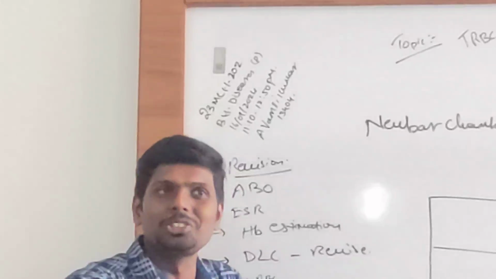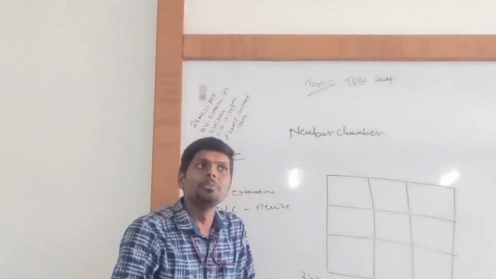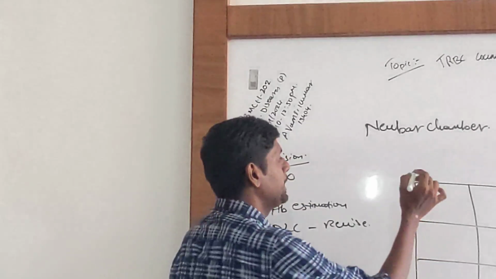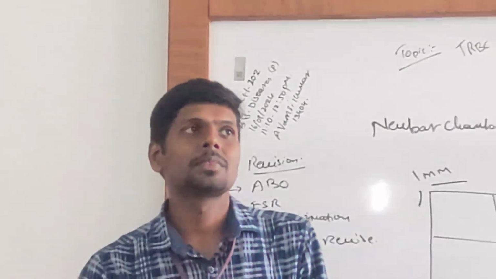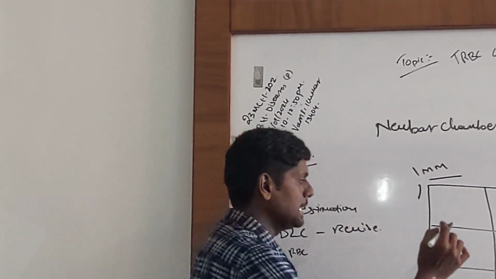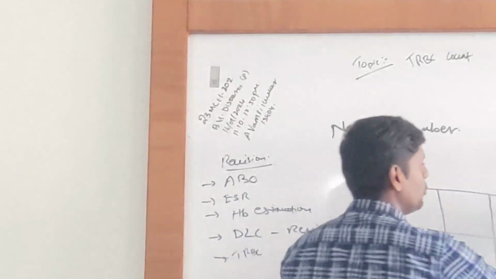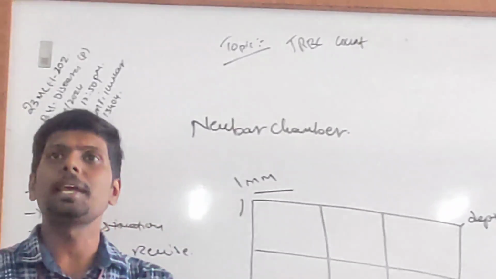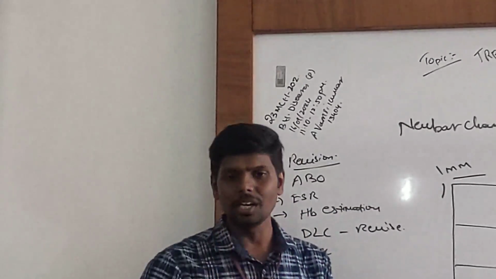So a 3 into 3 grid, 9 squares. Now the volume of each square, write down, is 1 millimeter. Then there is a small depth to the Neubauer chamber. I will let you know the depth. Write down, the depth is 0.1 mm. 0.1 mm is the depth of the Neubauer chamber.